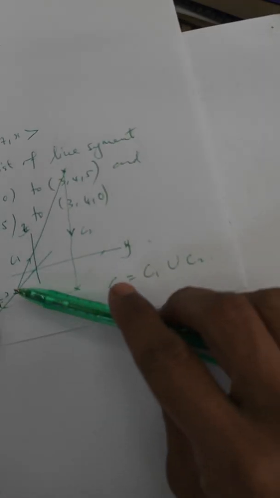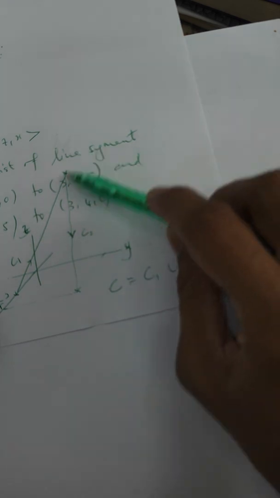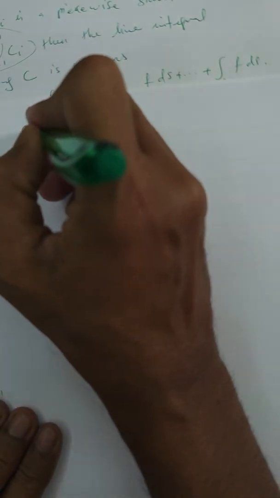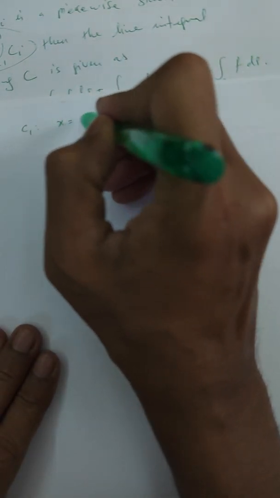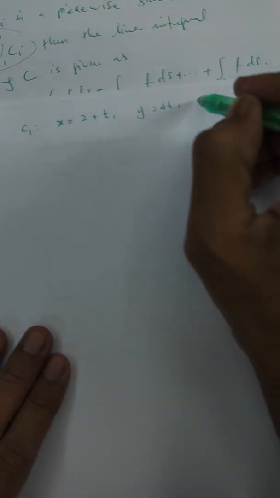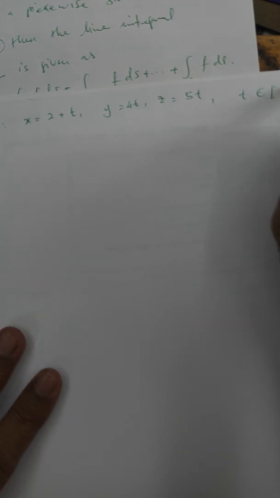So this is our graph, this is C1, or this is our curve. This is just a straight line, so it's not difficult to find the equation for C1. For C1 we have x = 2 + t, y = 4t, and z = 5t, where t goes from 0 to 1. That isn't difficult to determine, I hope you have no problem with that.